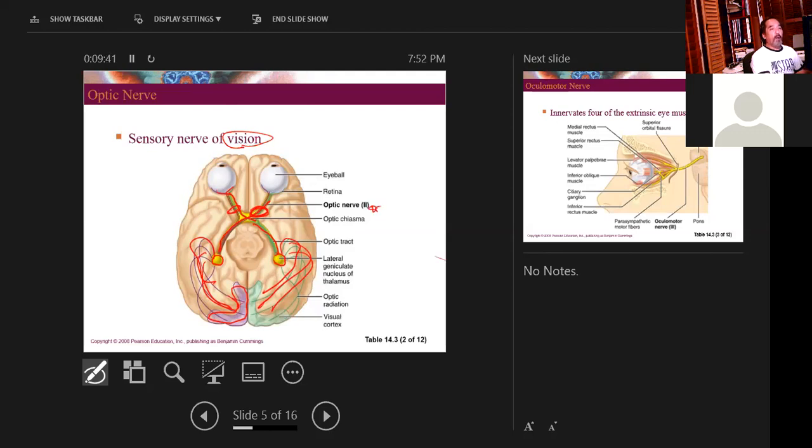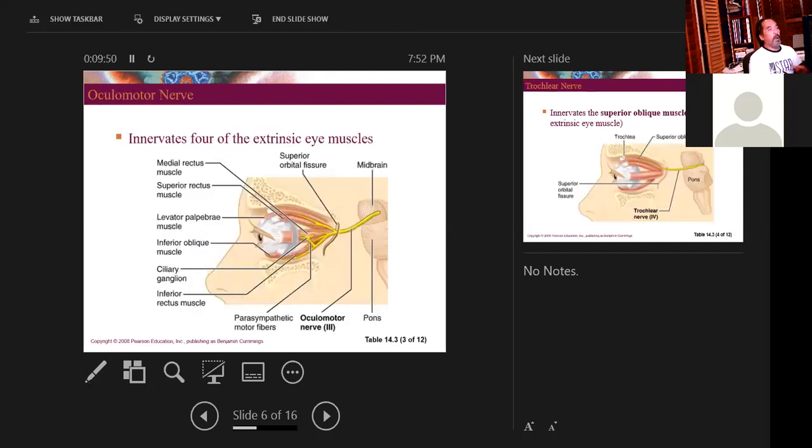Okay, the optic canal is a hole, and the function is vision. Okay, so I'm going to go to 3, 4, and 6. Why did I do 3, 4, and 6, not 3, 4, 5, and 6? Because 3, 4, and 6 are nerves that handle what we call EOMs.